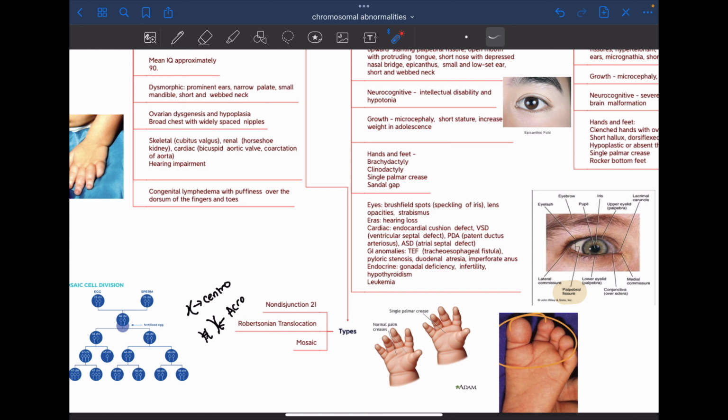The final type of Down syndrome is mosaic Down syndrome, and it results in milder symptoms and a milder phenotype compared to the other types of Down syndrome, and it is more rare. It's only in 2% of patients with Down syndrome.